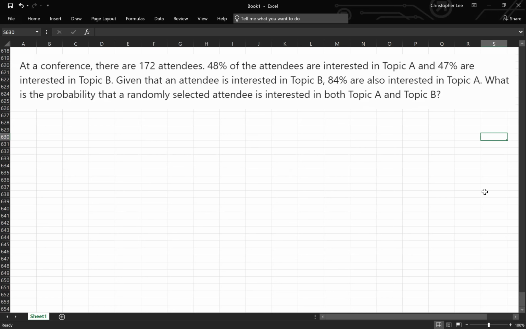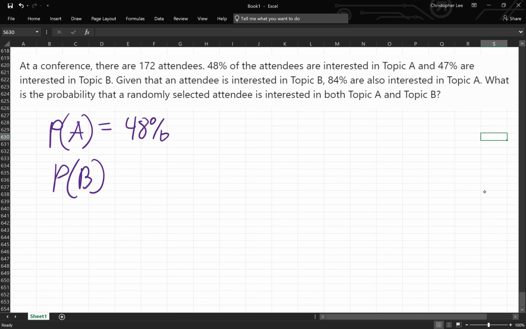At a conference, there are 172 attendees. 48% of the attendees are interested in topic A, 47% are interested in topic B. Given that an attendee is interested in topic B, 84% are also interested in topic A. What is the probability that a randomly selected attendee is interested in both topic A and B? So let's look at this. The probability of A is 48%. The probability of B is 47%. And then what's the other one?